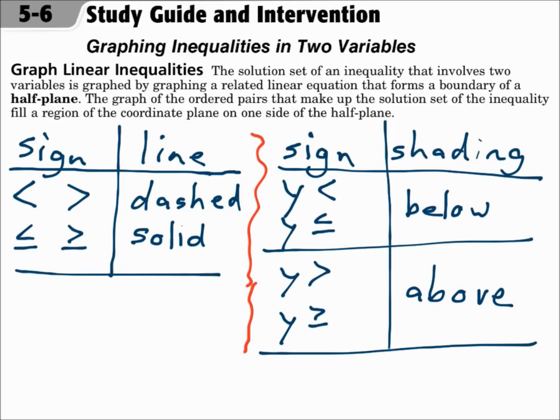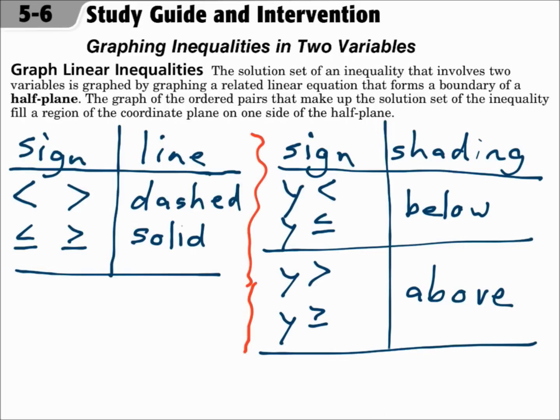The solution set of an inequality that involves two variables is graphed by graphing the related linear equation that forms a boundary of a half plane. The graph of the ordered pairs that make up the solution set of the inequality fill a region of the coordinate plane on one side of the half plane. So what this basically means is we're going to graph a line on the coordinate plane, and then a region either above or below the line will be shaded.